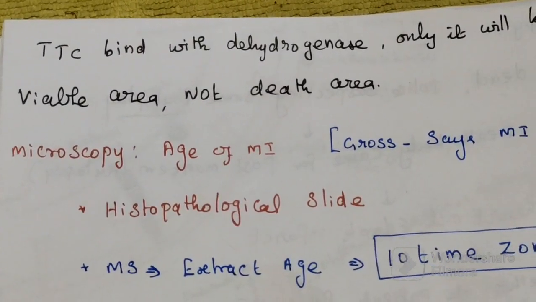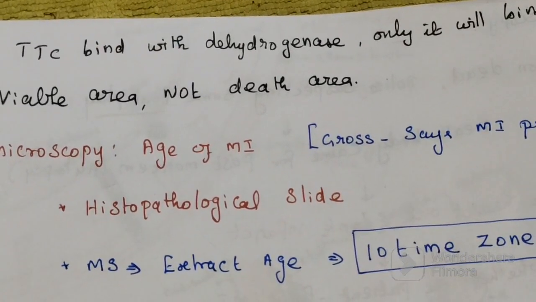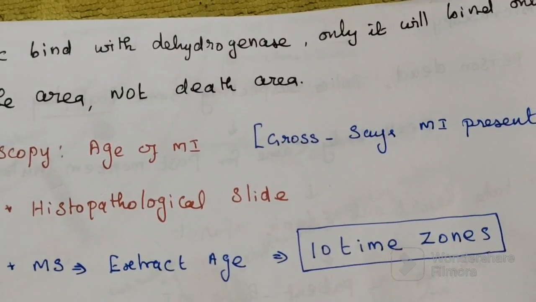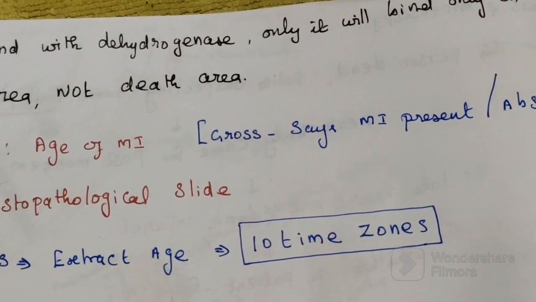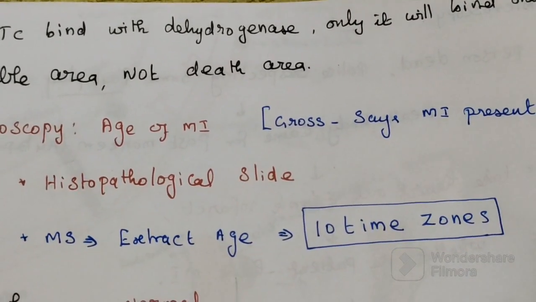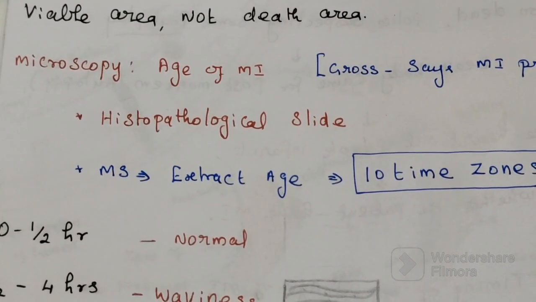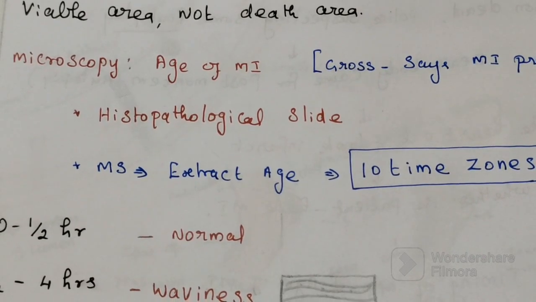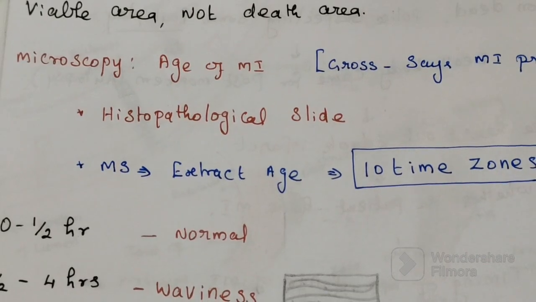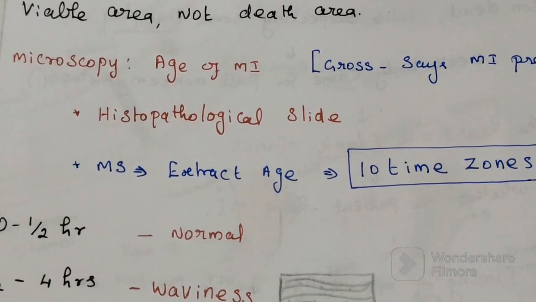Now microscopy. What is the age of MI? By using microscopy we can deduce it. For knowing the age, you have to make a histopathological slide and do the microscopy. On gross examination we can see whether MI is present or absent. But if you want to know the exact age of MI, you have to do microscopy.